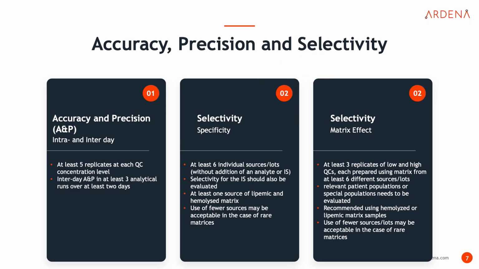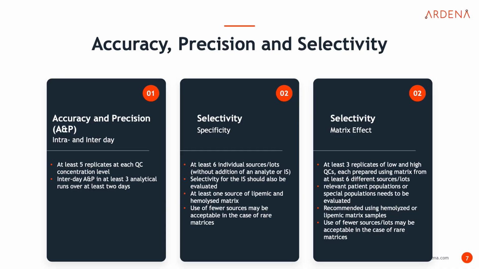Okay, let's talk about the accuracy and precision in the ICH M10. It's defined that at least 5 replicates at each QC level need to be evaluated. The QC levels are the LLOQ, the low, the medium and the high level. Accuracy and precision should be measured within 3 different days, or at least on 2 different days, in 3 different analytical runs. For selectivity and specificity, at least 6 individual sources will be needed.